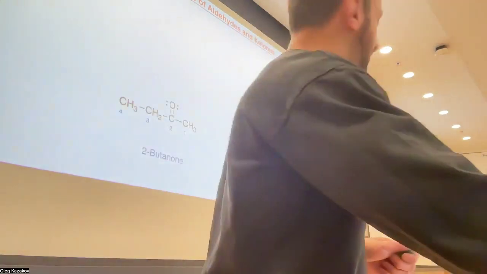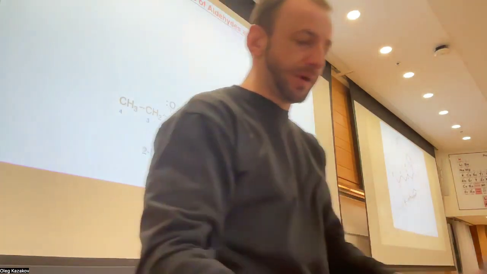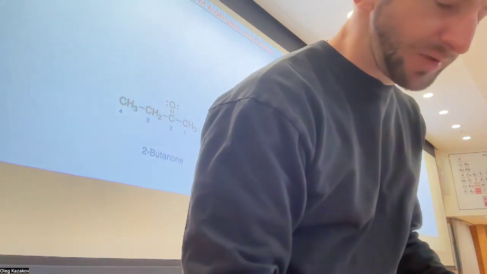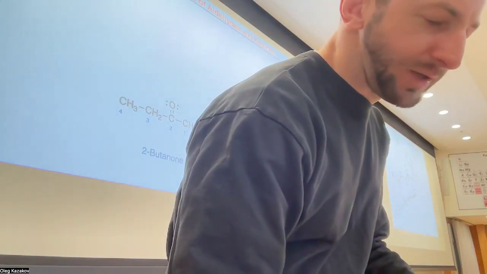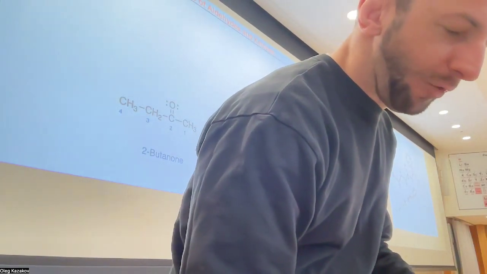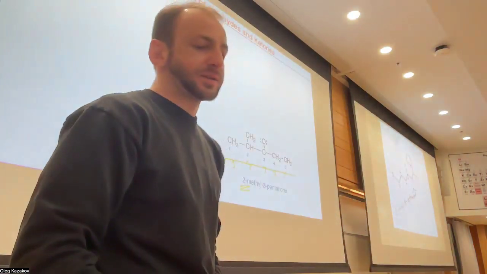So if we number the chain right to left, we want to minimize the number as well. Number minimization: 2 is better than 4, because technically it could be 1, 2, 3, 4, 5, right? So this is not good numbering.